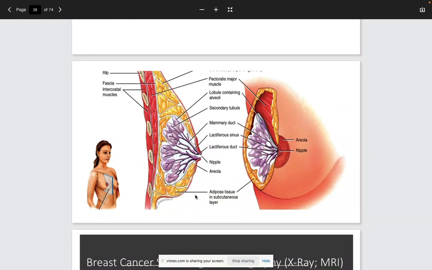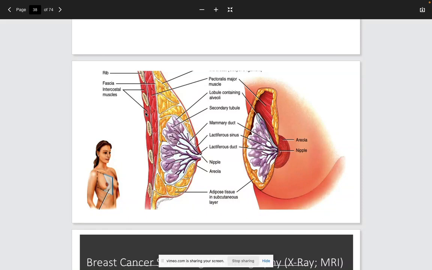Here's just going to be an area. As you can see here, you're going to have the pectoral. So let's go from deep to superficial. So you've got the rib, right? The rib is going to have fascia. Again, remember, fascia is just this type of material that encloses muscle and helps with movement. This is something called the intercostal muscles. Inter meaning between, costal meaning the ribs. So this is just muscle in between the ribs.